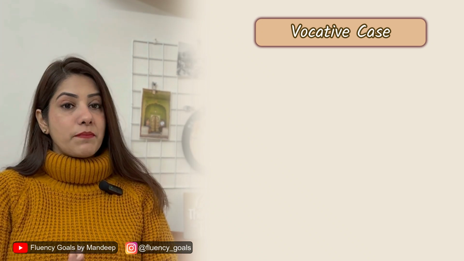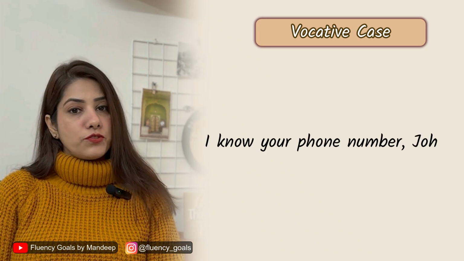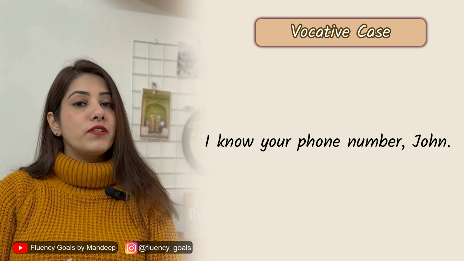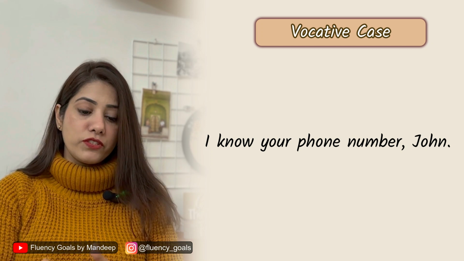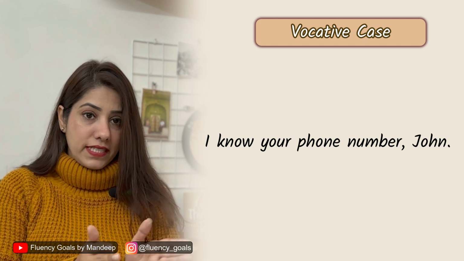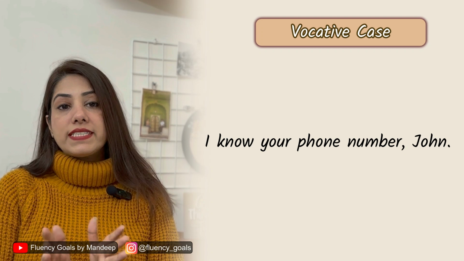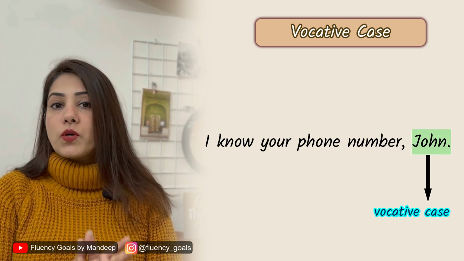Let's take another example here. I know your phone number, John. So here I know your phone number is a complete sentence and I am addressing John. So I have separated John from the sentence to indicate that I am addressing John. John is in the vocative case.